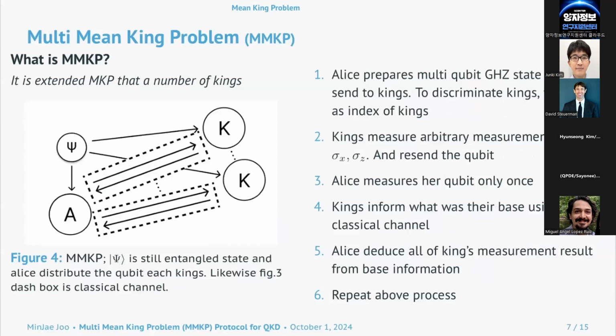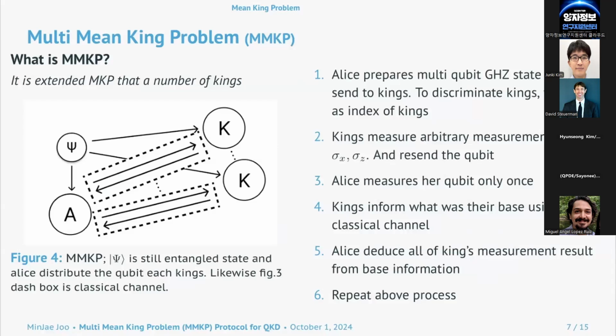The multi-Mink problem is an extension of the original Mink problem where multiple Kings are involved. Alice prepares a multi-qubit GHZ state and sends each qubit to different Kings. Each King measures their qubit using an arbitrary basis, sigma z or sigma x, and sends it back to Alice. Alice measures her qubit alone.